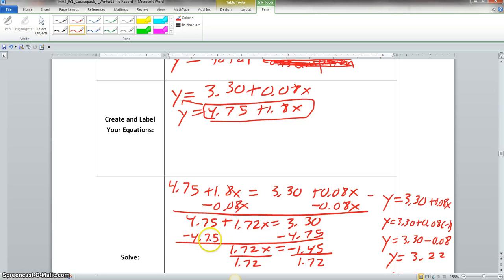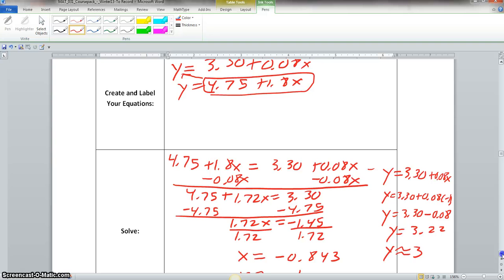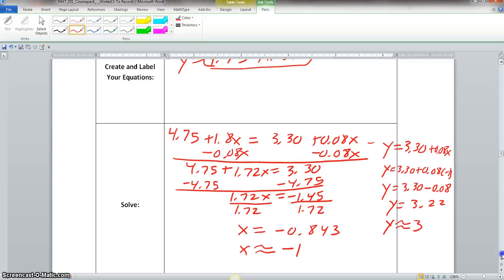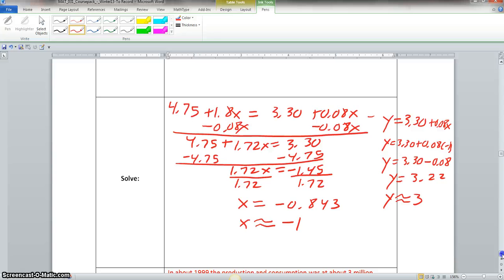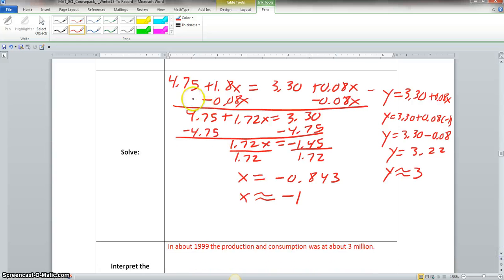Now I needed to subtract 4.75 on both sides. And on the left-hand side, it left me with 1.72x. And on the right side, it left me with a negative 1.45. Now, this is what happened. We divide each side by 1.72, and we had x is equal to a negative 0.843. Now remember, our x, we're doing years after 2000. So our x cannot be this decimal, so we will round to the nearest year. And the nearest year would be negative 1. Now that is our x.